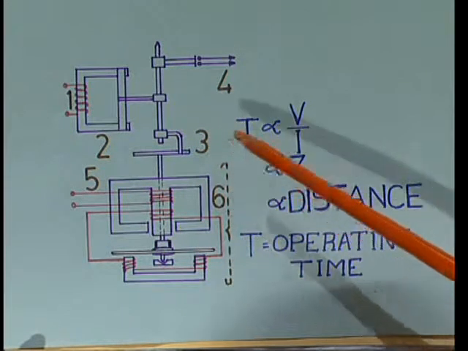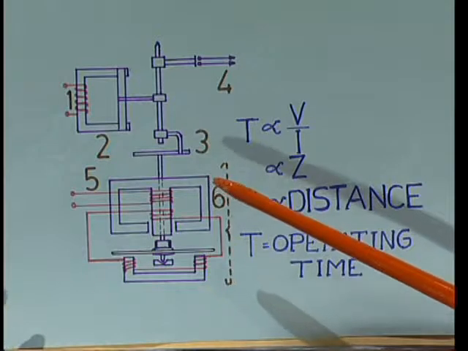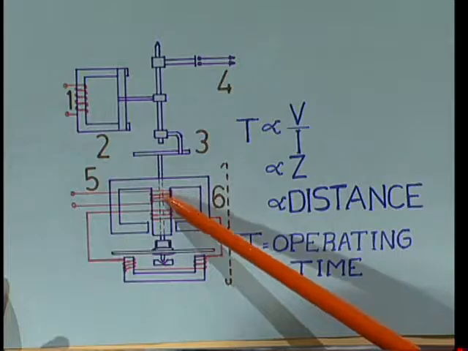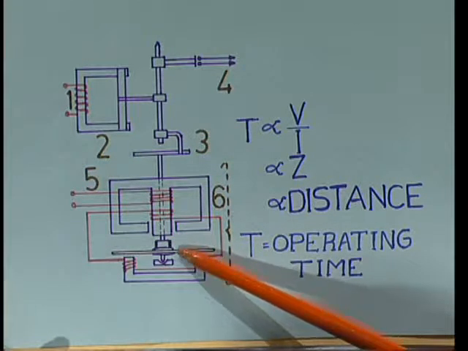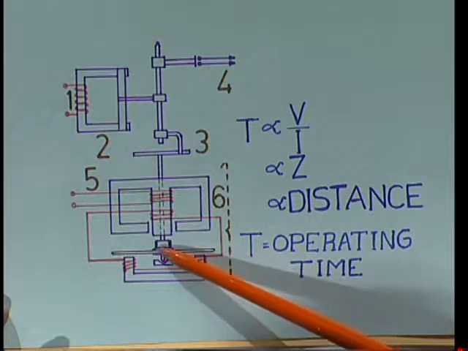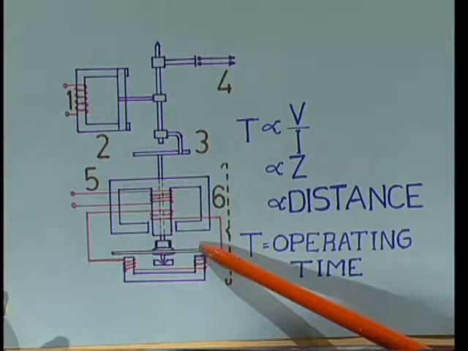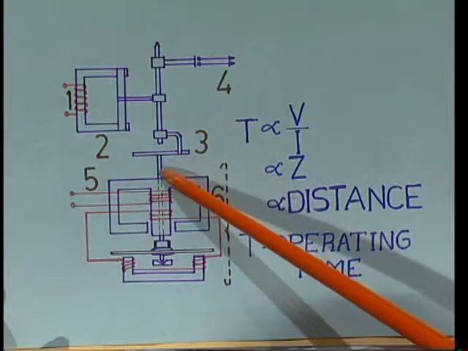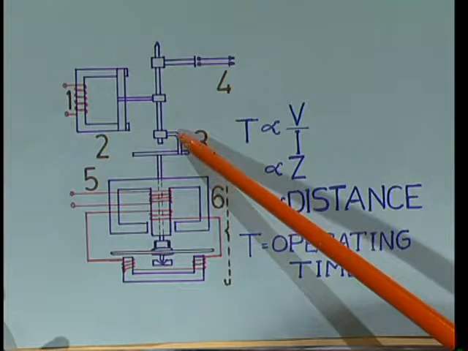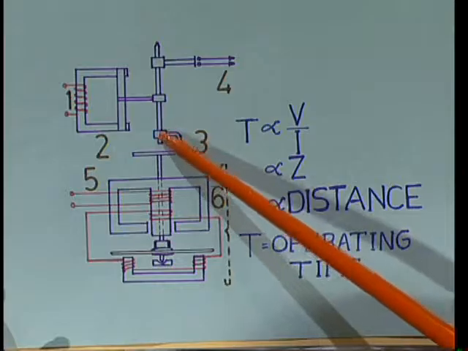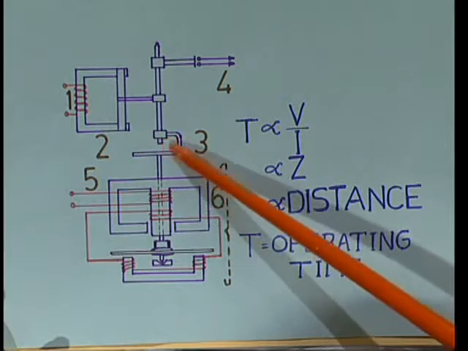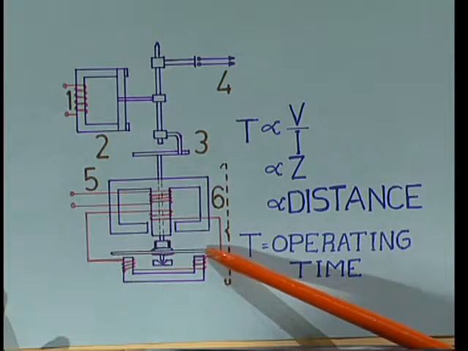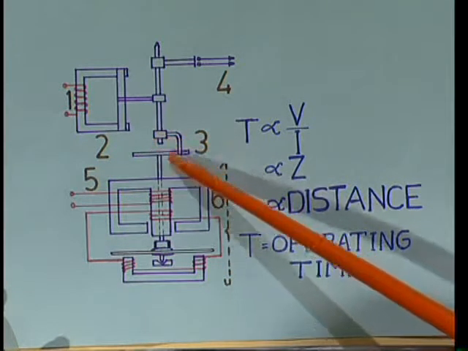But whenever a fault occurs on the system, what happens? The current of the circuit comes into picture, and this current, due to its fluxes, interacts on the aluminum disc, and this disc starts to rotate. In the similar way, the spiral spring also gets wound up in this way.